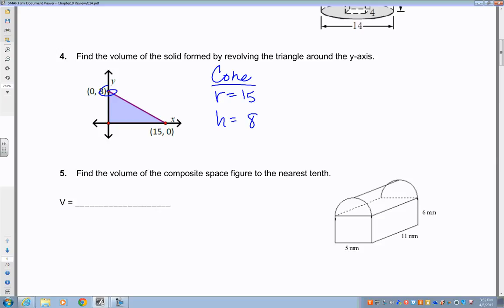So to do the volume, you're doing the area of the base times the height divided by 3. Okay, your base would be a circle. So basically, that's going to be pi r squared times the height divided by 3. You should have gotten 600 pi units cubed.